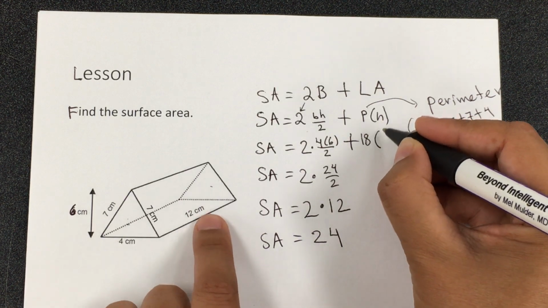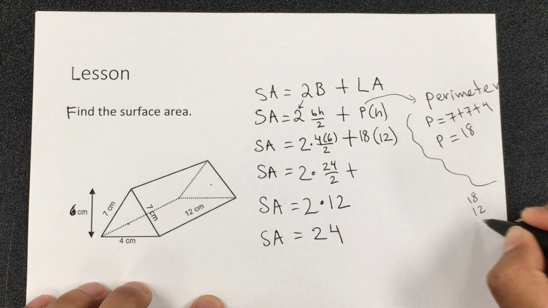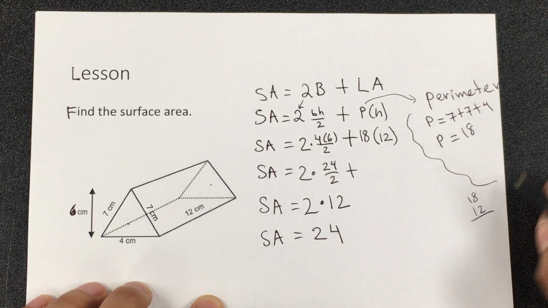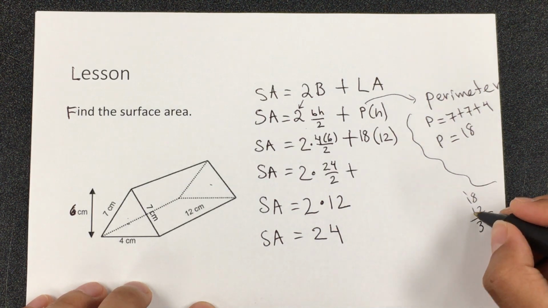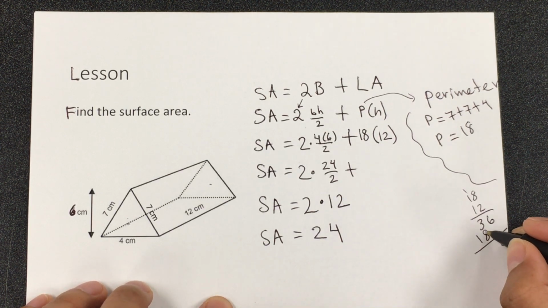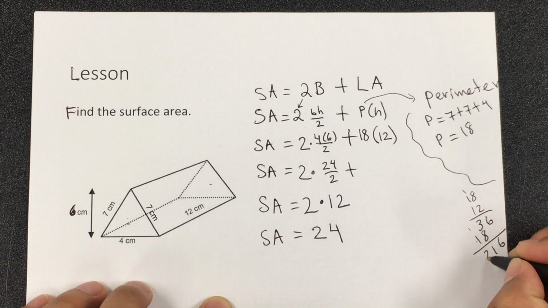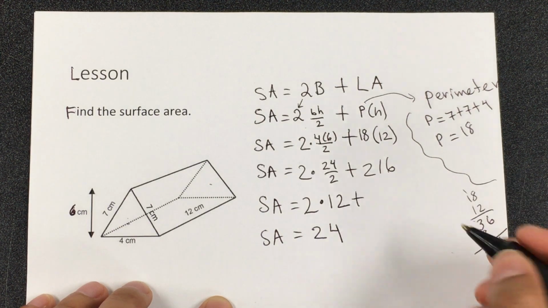The height of the prism is 12. And so 12 times 18. 2 times 8 is 16, carry 1. 2 times 1 is 2, and 1 is 3. Or you can just say 18 plus 18 is 36. 1 times 18 is 18. 1 times 8 is 8. 1 times 1 is 1. You add them, so it's 6, 11, carry 1, 2. So it's 216 for the lateral area.